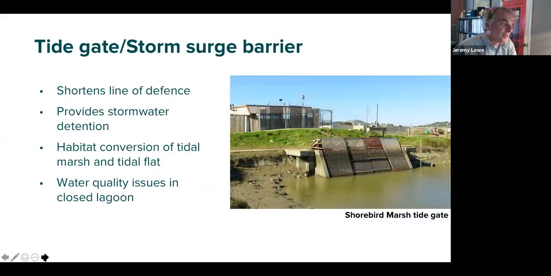There may also be other opportunities. Shorebird Marsh is an interesting part of this shoreline. During normal conditions, it functions as a marsh, providing habitat for birds, as its name suggests. However, it also has a tide gate that allows its connection to the bay to be managed. So in storms, extreme water levels are reduced, and Shorebird Marsh acts as a detention basin for stormwater flows from inland. Next slide, please.